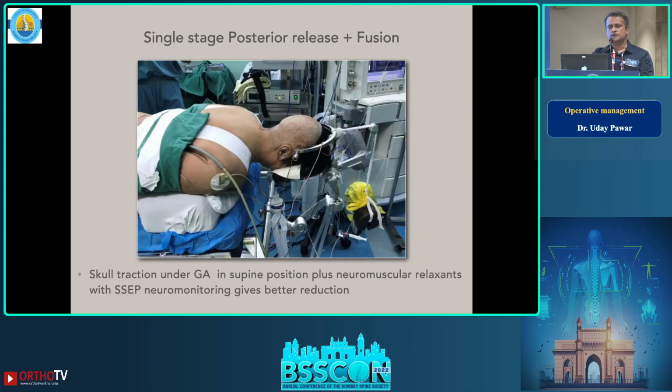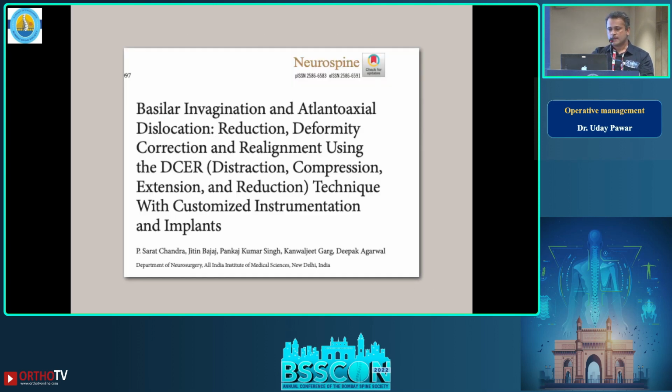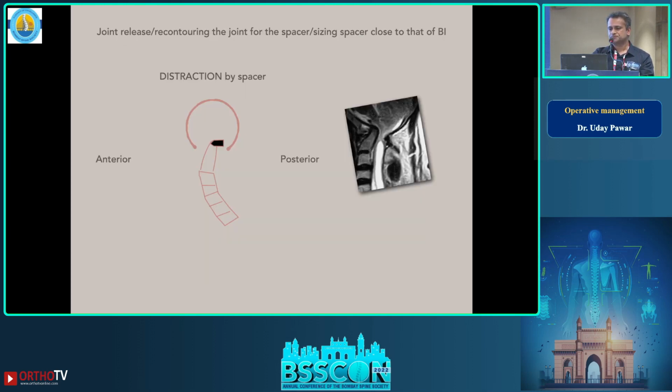Most people will argue that we can do the same thing by a single-stage posterior release and fusion, because skull traction under general anesthesia with muscle relaxants and monitoring gives better reduction in these patients. And I'm going to delve a little bit into it. The pictorial depiction is going to be very simplistic, for all of us to understand how the process works. It's a pictorial depiction of Dr. Sharat Chandra's paper in 2019 from AIIMS.